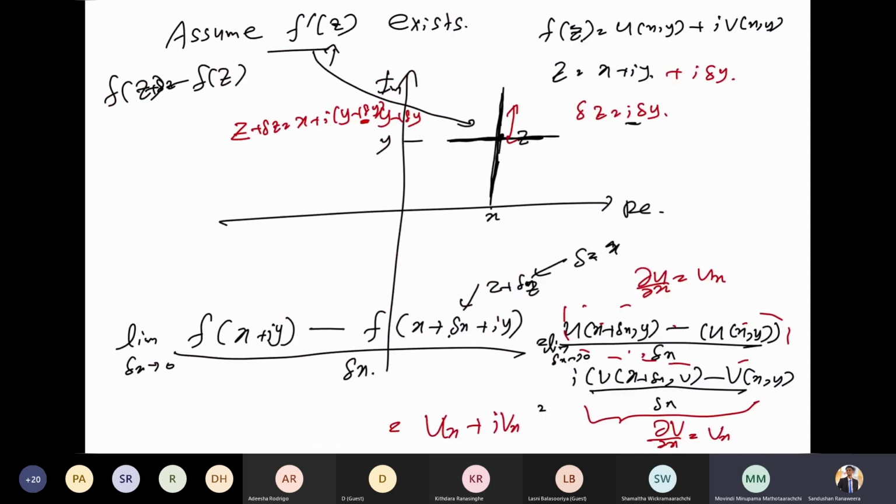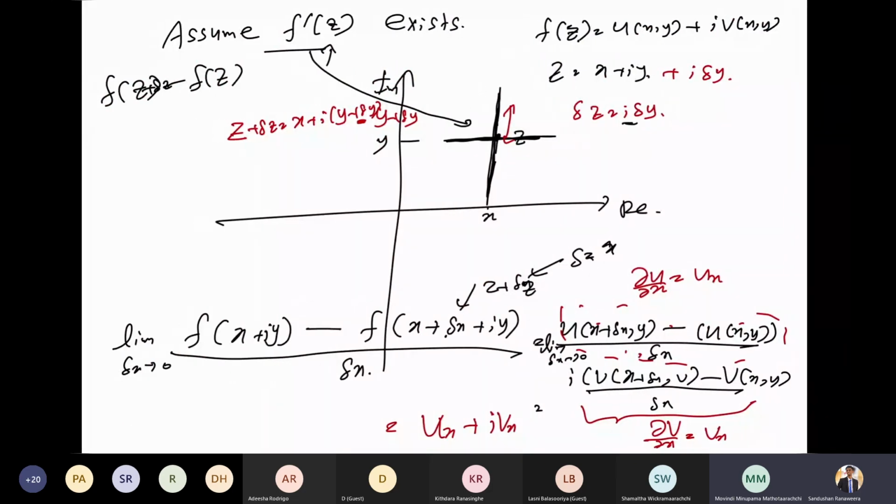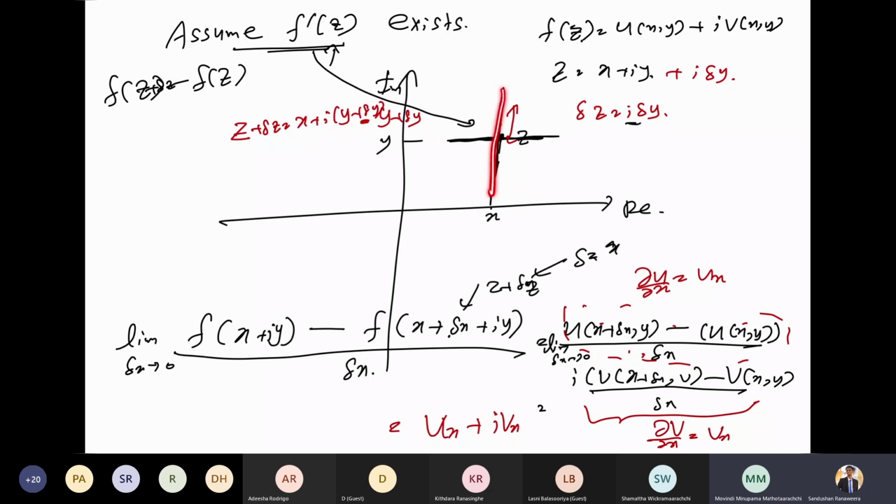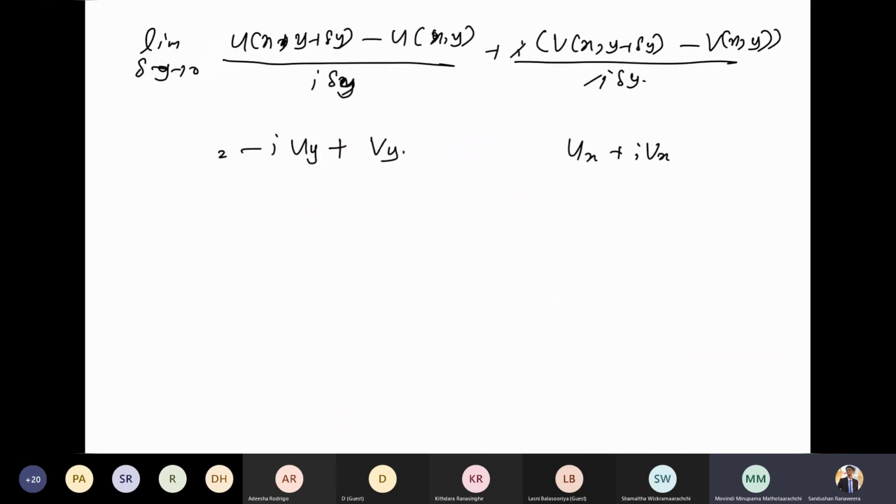Because if the derivative exists, it doesn't matter whether we go in this direction or this direction. These two results should be equal if our derivative exists. It means u_x plus i v_x should be equivalent to v_y minus i u_y. From this we get u_x equals v_y and v_x equals minus u_y. These two things we call the Cauchy-Riemann equations.